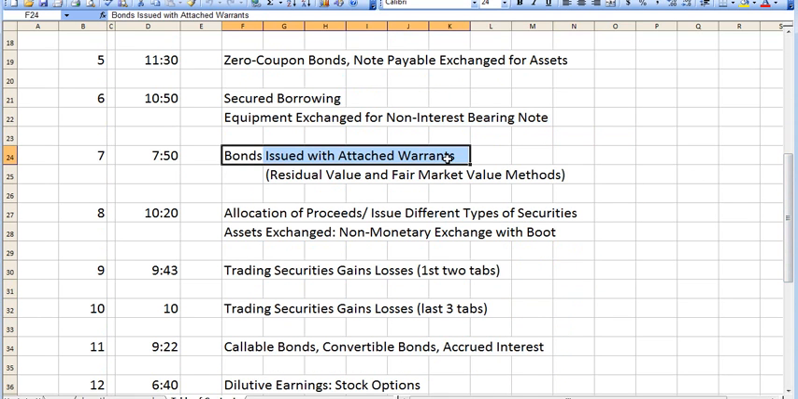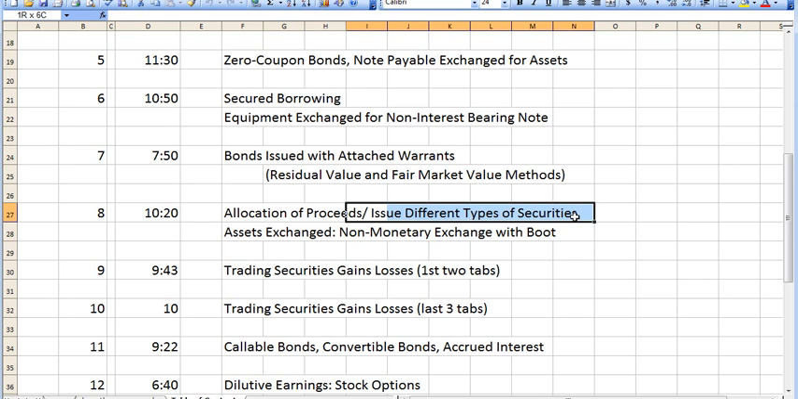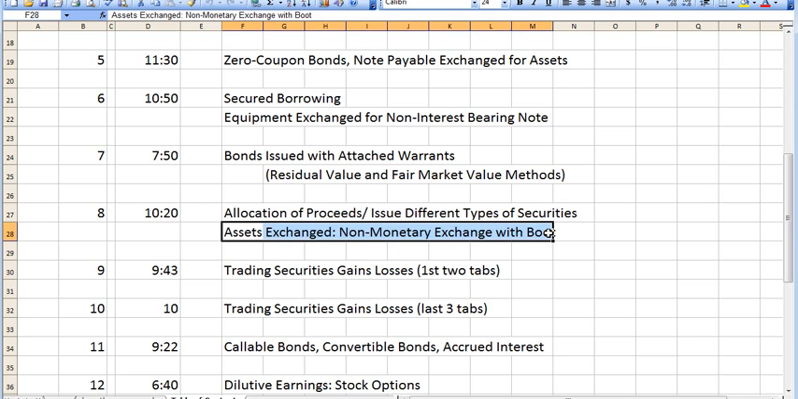Bonds issued with attached warrants, which allow people to buy stock, and we talk about the residual value and fair value method. Allocating proceeds when you're given one payment for more than one type of security. A non-monetary exchange with boot, B-O-O-T, which is when one party pays cash. We call that boot.